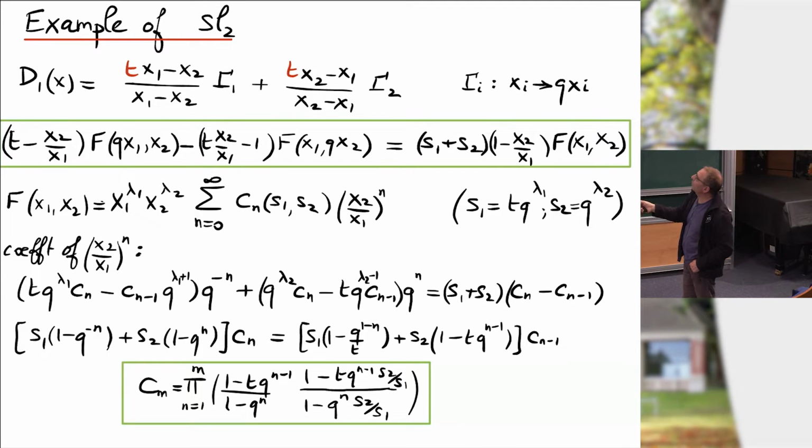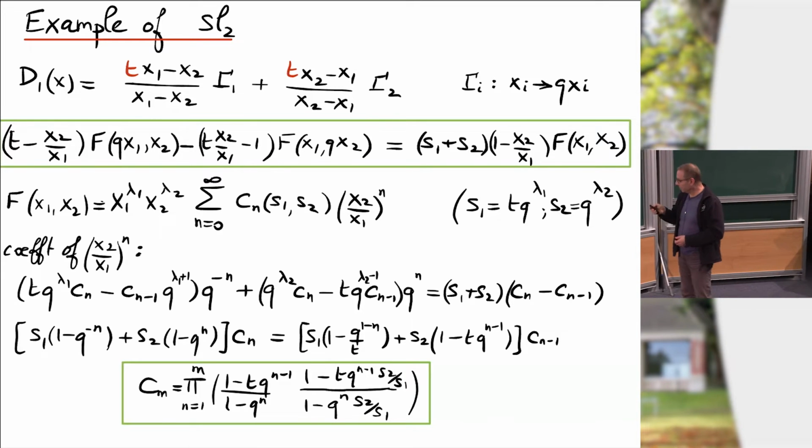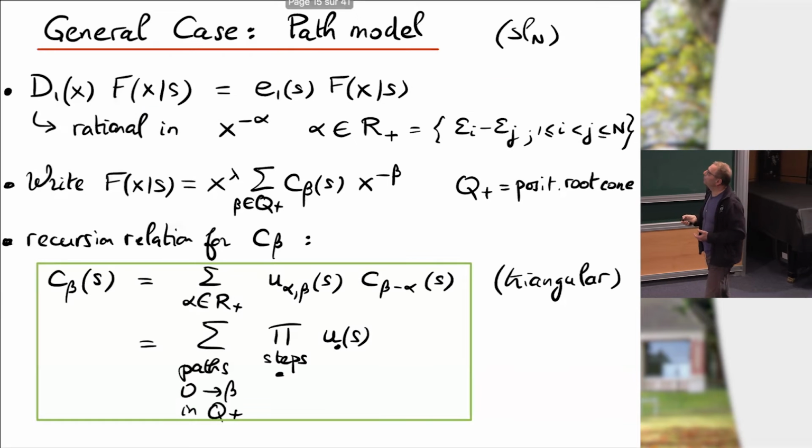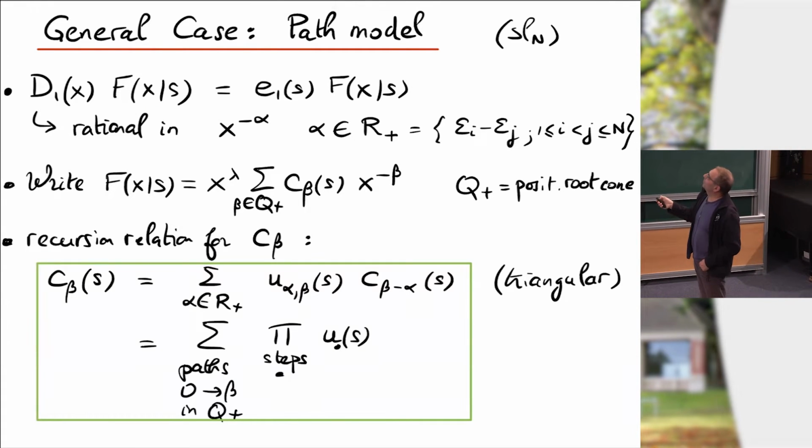You stick in there a generating series with coefficients Cn of S1, S2, and this equation turns into a recursion relation for Cn, which is super simple, right? It's this equals this, and you can solve explicitly. So you have a coefficient Cm of this series, okay? So what good does it do me? Well, several things, right? But let's first just read the general case because it's the same story, right?